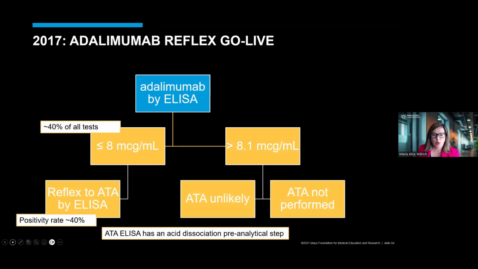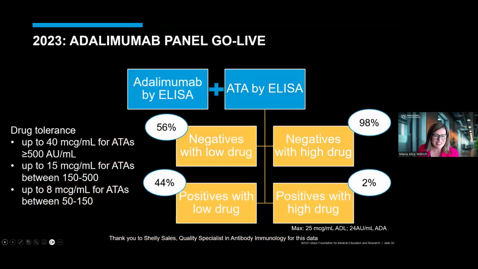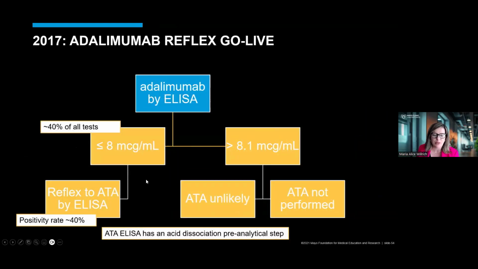Similarly to infliximab, when we went live in 2017, we went live with a reflex strategy only, and we had that cut point of 8 to reflex to the anti-drug antibody test. We have about 40% of our tests reflex, and the positivity rate in that cohort is still 40% of all the samples we receive for testing. So quite high immunogenicity observed for adalimumab when the drug concentrations are subtherapeutic.